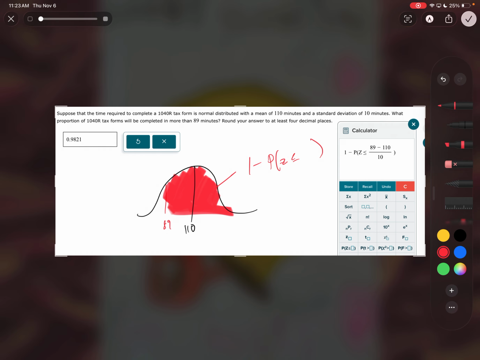That's how you do that. That's how you make sure you get those right. So more than X. So this would be X is greater than 89. There's your mean. There's your standard deviation. That is what you want to do. And, of course, you're using this button on the calculator.